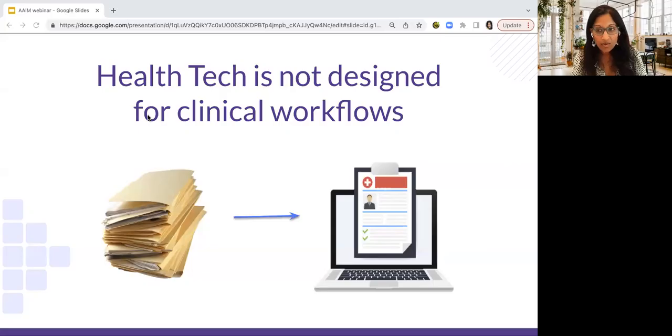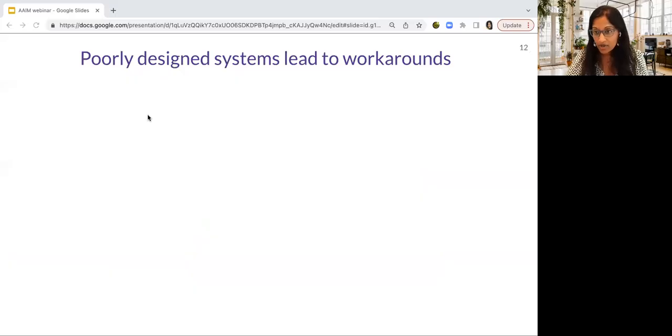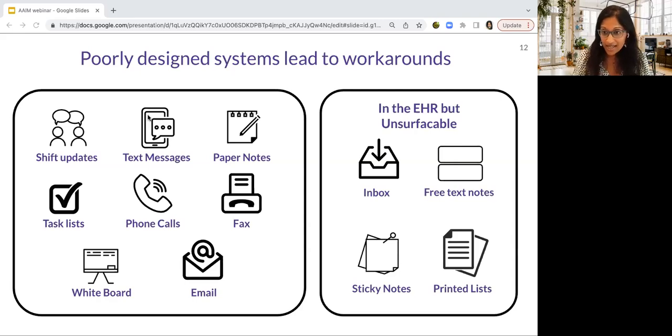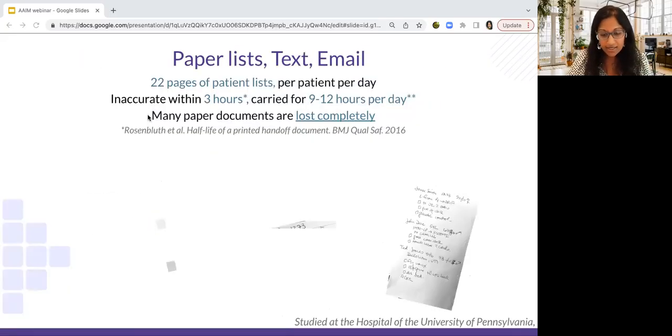And while the way that we practice and deliver care has changed, our technology really hasn't caught up well enough. Obviously, we have EHRs, we've essentially digitized the paper chart, but our workflows are still very much on paper. We have all these workarounds because the EHR doesn't do what we need to be able to stay on the same page with each other. And typically people are doing this in email and sticky notes and phone calls and messages, whiteboards in many places. Some of them are still in the EHR, but still very manual and unstructured, like printed lists.